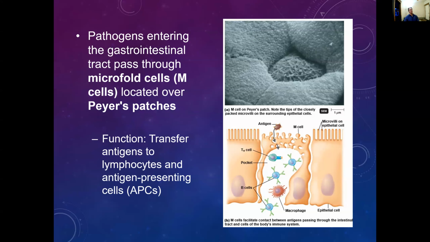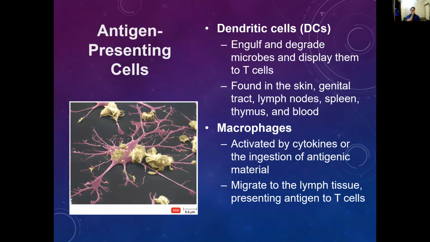M cells are located within Peyer's patches. You can also see an M cell on a Peyer's patch, which are located on the intestinal wall, and their function is to transport antigens encountered in the digestive tract to contact lymphocytes and antigen-presenting cells of the immune system. So again, they transfer antigens to lymphocytes and antigen-presenting cells. You can see another breakdown of what this M cell would actually look like if you sliced through it. The other cells that we need to be aware of here are your antigen-presenting cells.